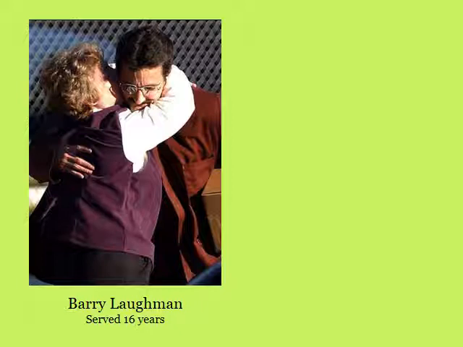So, first I'm going to tell you about Barry Loftman. Barry Loftman was a man who was a suspect in the rape and murder of his elderly neighbor.